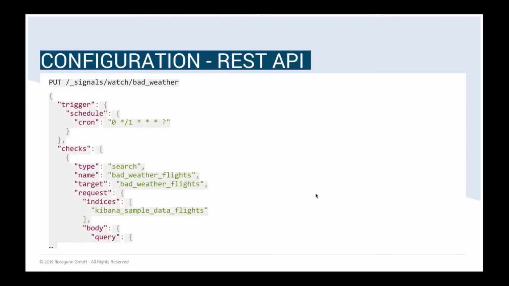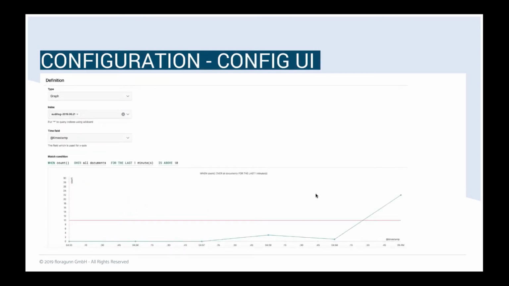There are basically two ways of configuring a Signals watch. Of course, we have a REST API, which you can use to create a watch, to delete a watch, to start and stop a watch, and things like that. So you can use the REST API, for example, if you want to store your watch definition in a version control system. But we also have a configuration UI, which is based on Kibana, and which I will use mainly in this demo.